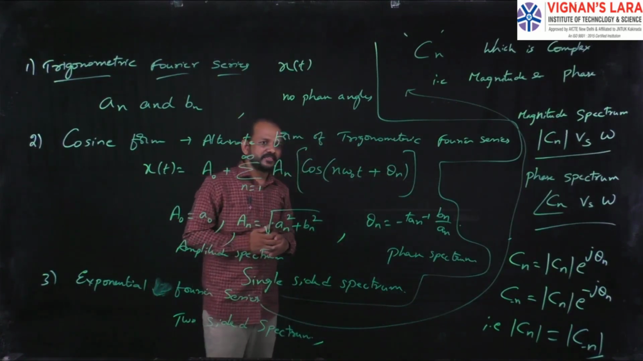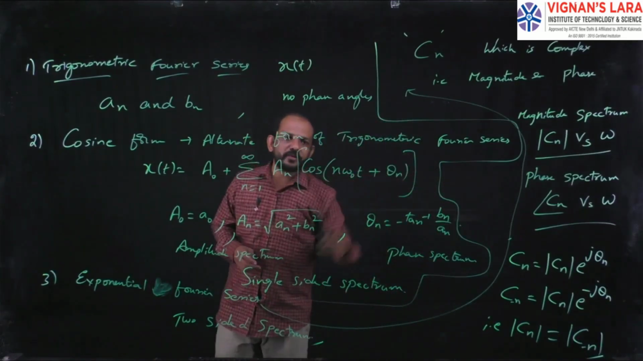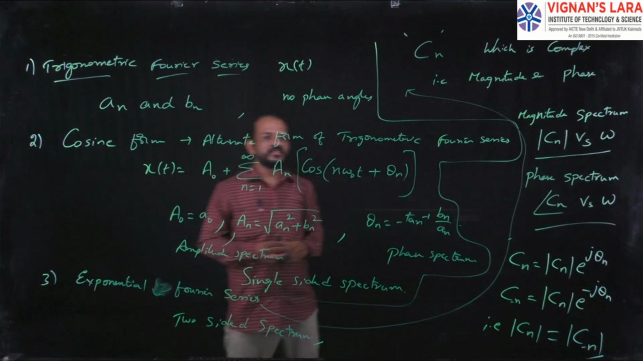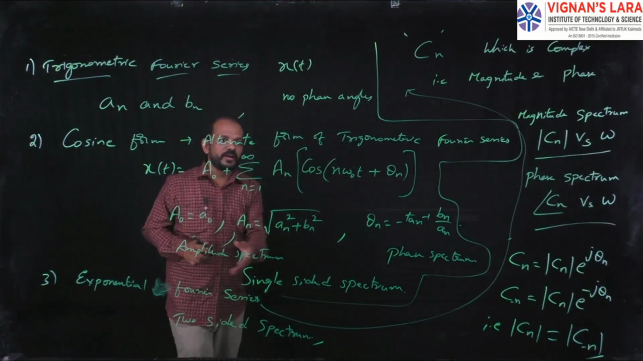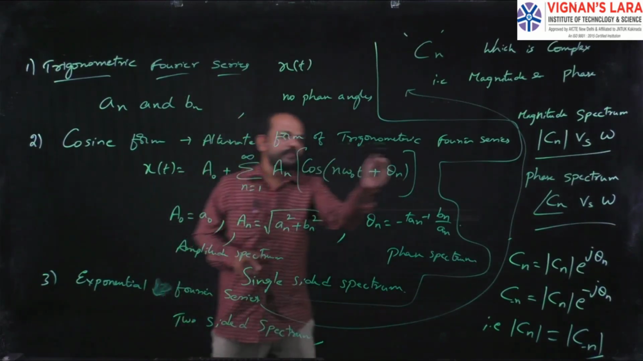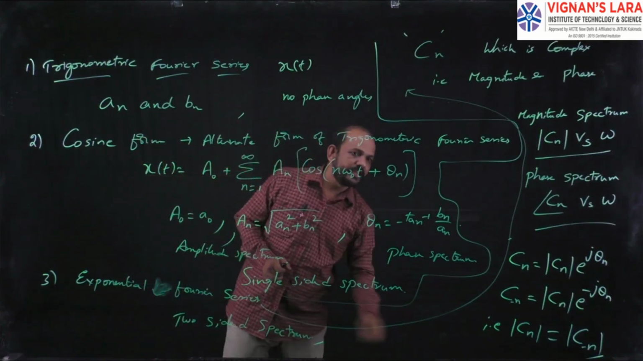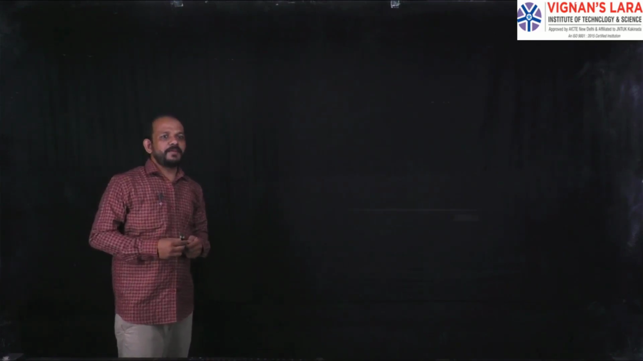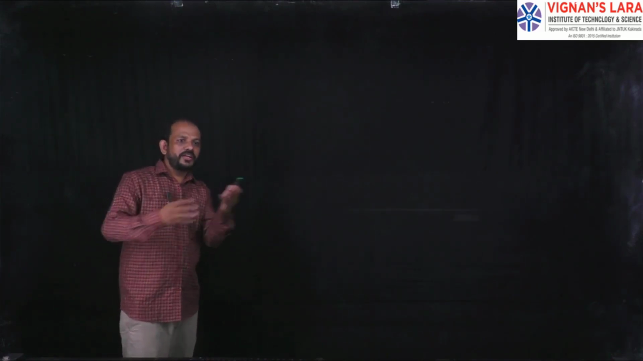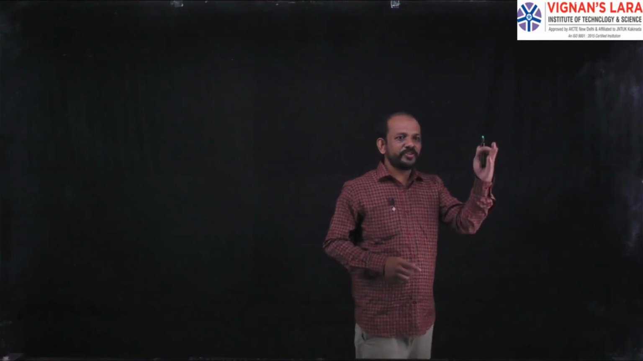Now I will go for the spectrum of this alternate form of trigonometric Fourier series and exponential Fourier series. I will show you the spectrums, the graphical representations, of the cosine form of Fourier series and the exponential Fourier series. We will see the spectrum of the cosine form or alternate form first, and then the spectrum of the complex exponential Fourier series, that is the complex Fourier spectrum.